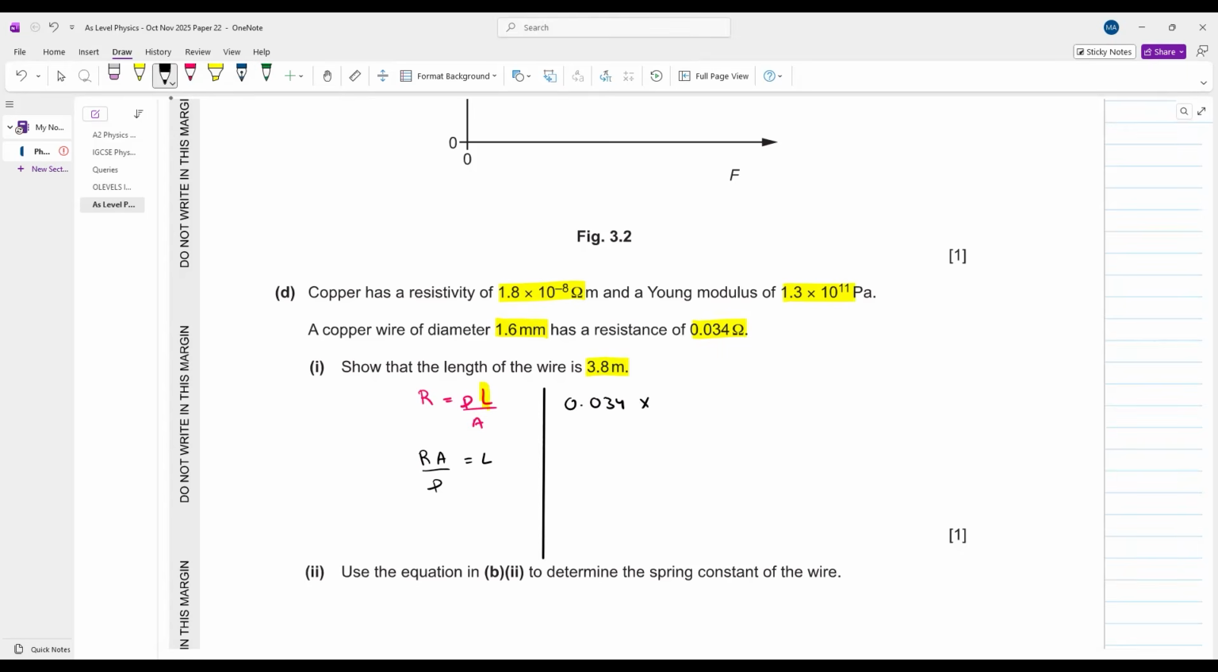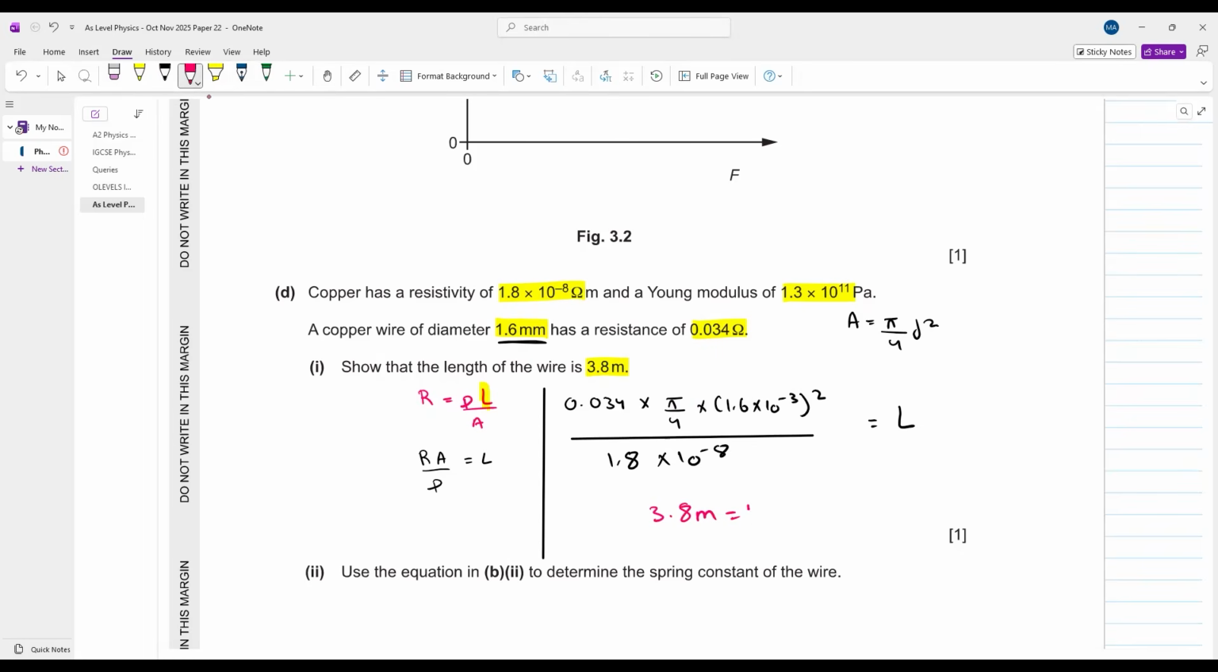Perfect. What is the resistance of the wire? 0.034. How will you calculate the area? You are given the diameter. Beta, do you remember the formula of area? Area is equal to pi over 4 d square. Pi over 4 into diameter, what is the value? 1.6 10 to the power of minus 3, whole square, divided by your resistivity. What is the value of resistivity? 1.8 10 raised to the power of -8. Now, you can calculate the value of length. The value of length will obviously come out to be 3.8 meters.